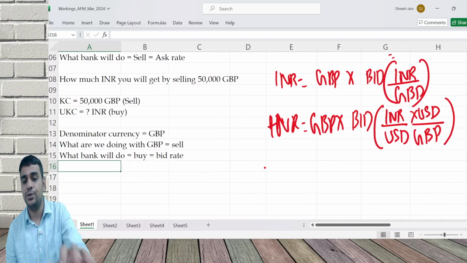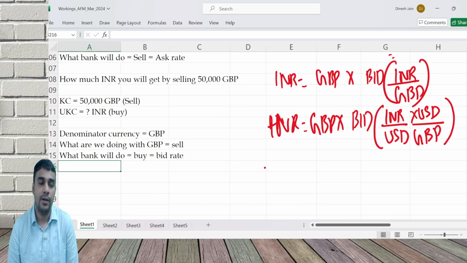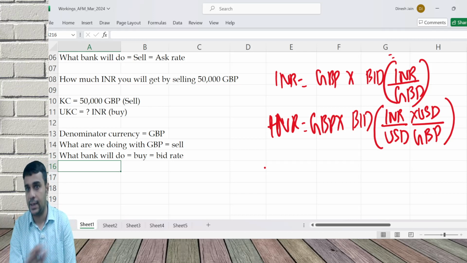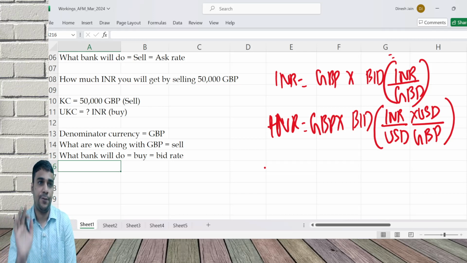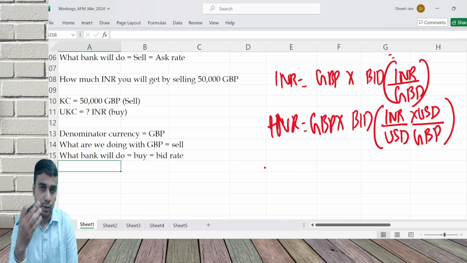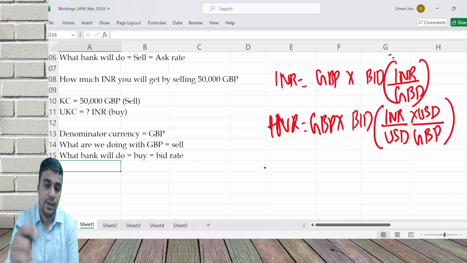INR by USD into USD by GBP. This is what Forex is all about. If you're able to do this properly, automatically things will fall in place. If I'm spending around 30 hours on this chapter, around 15 to 16 hours will go only on this calculation. Everywhere I'll have to keep doing this calculation. My major chunk of the time will only go in this.